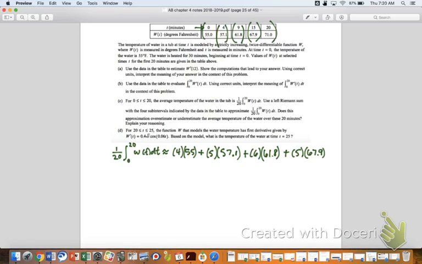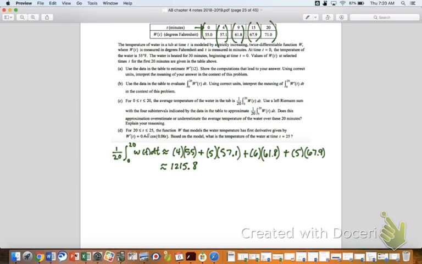Okay, so I think I mentioned this before, but this is definitely a calculator active question. So if you're going to actually evaluate this completely, we would turn to the calculator and get 1215.8 is what it looks like. Okay, so then the question finishes with, does this approximation overestimate or underestimate the average temperature of the water over these 20 minutes? Explain your reasoning.